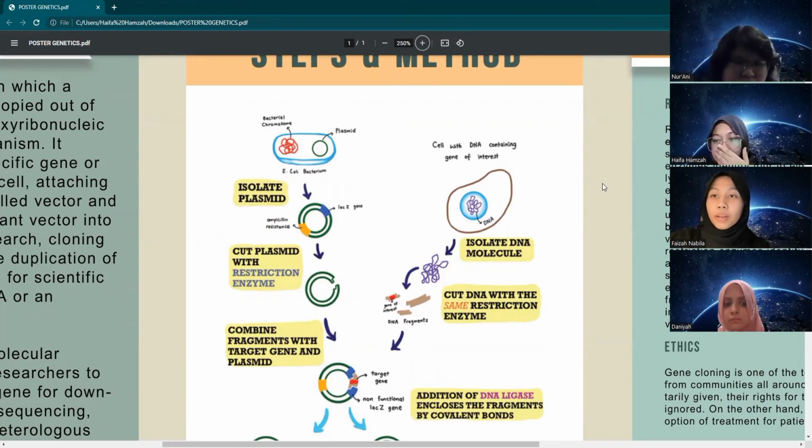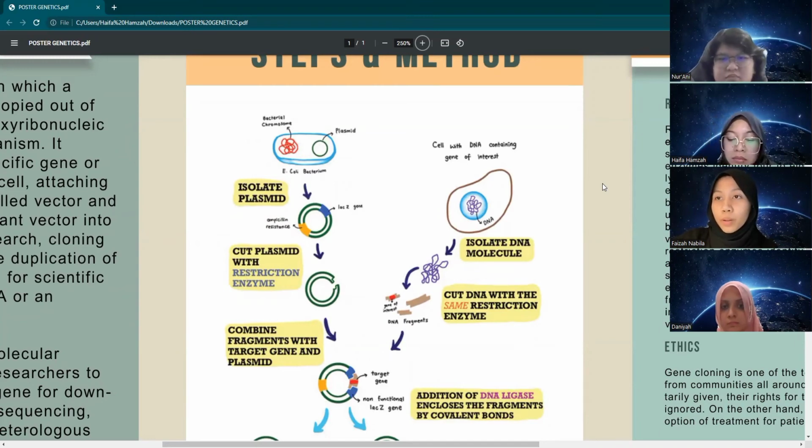Both the plasmid and the target gene will be combined together, and with the help of DNA ligase, as I mentioned earlier, it will enclose the fragments together by forming covalent bonds. So Haifa, can you scroll down a little bit?